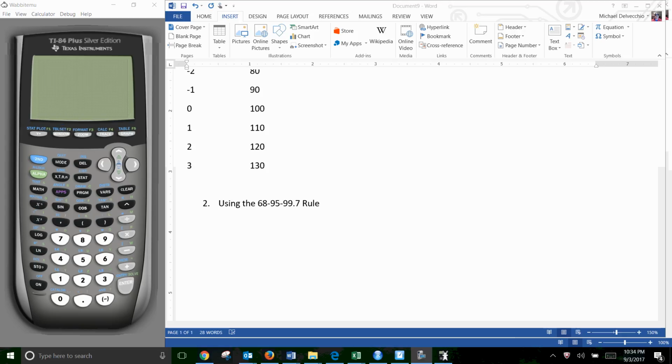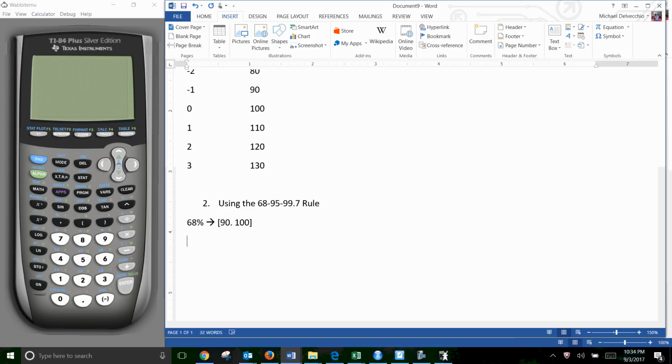In the second problem, we were looking at using the 68, 95, 99.7 rule. So here, that says that within one standard deviation is going to be 68% of the data. Within two standard deviations will be 95% of the data, and within three standard deviations will be 99.7% of the data. So 68% of the scores here are going to be within one standard deviation of the mean. So 68% will be between 90 and 110.